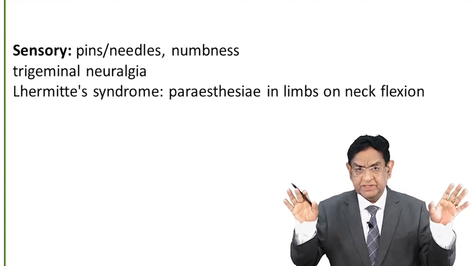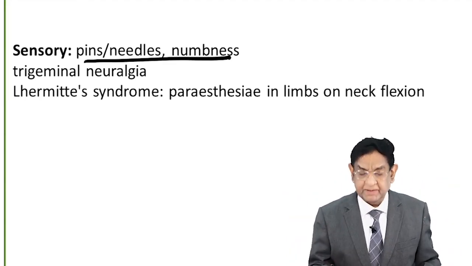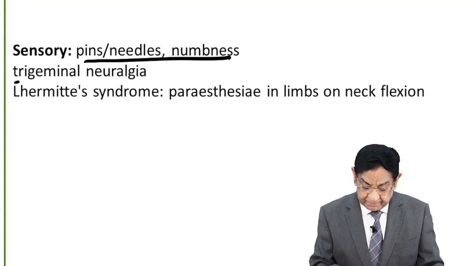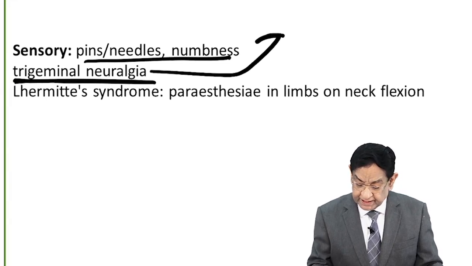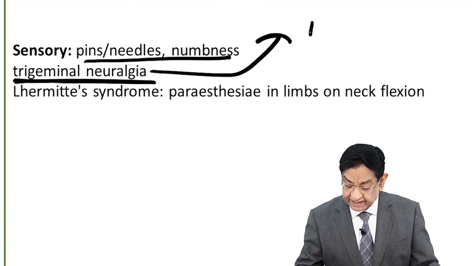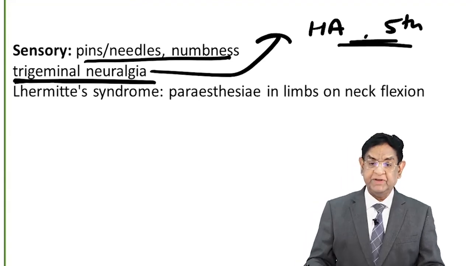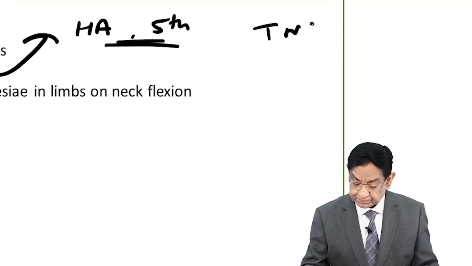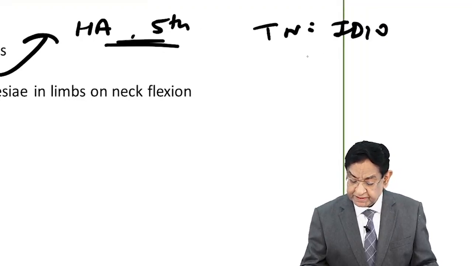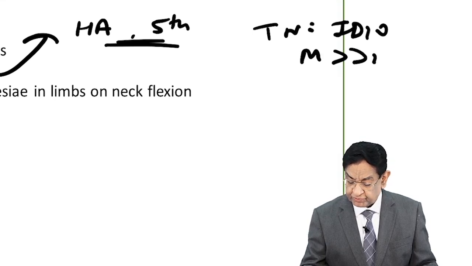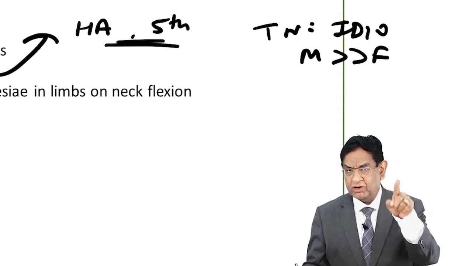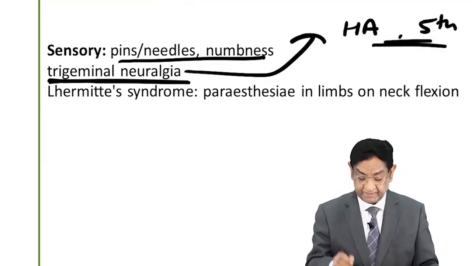I told you the patient can have a problem in any nerve. If the sensory system is involved, the patient will have pins and needles numbness like our patient has. In addition to that, the patient can have trigeminal neuralgia. A trigeminal neuralgia patient will come with severe headache in the distribution of the trigeminal nerve. It's a really severe pain. Trigeminal neuralgia may be idiopathic also. Idiopathic is more common in males as compared to females. But if a female is coming with trigeminal neuralgia, always keep a possibility of multiple sclerosis.